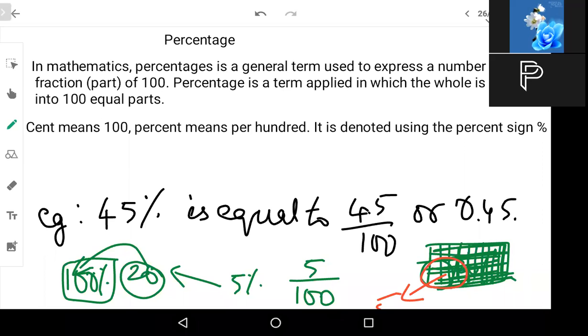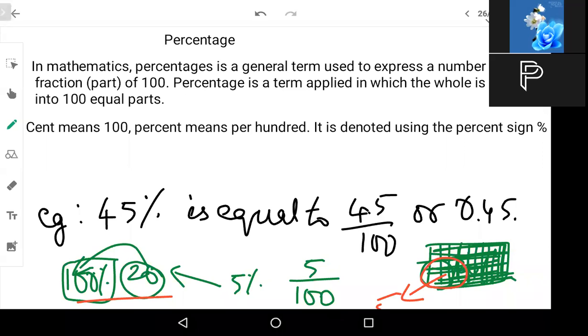So cent means 100. Per cent. Per is for, cent is 100. So percent means for every 100. For every 100 we are calculating the values, and we usually know it is denoted by the percentage sign.